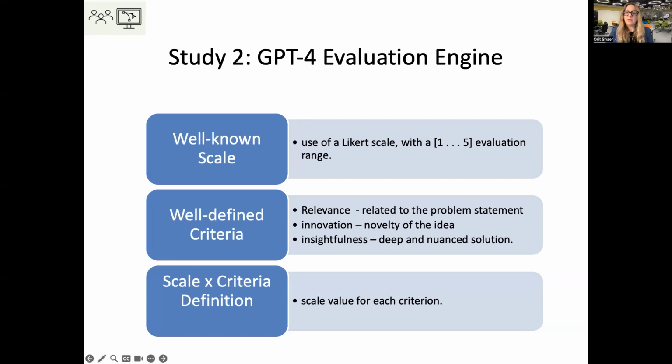Our design was based on 3 principles. First, a well-known scale: we used a scale with a 1 to 5 range. Second, well-defined criteria: we used 3 evaluation criteria. Relevance, to what extent the idea is related to the problem statement; innovation, the extent to which the idea is novel; and insightfulness, the extent to which the proposed solution is deep and nuanced. Finally, we assigned a scale value for each criterion.